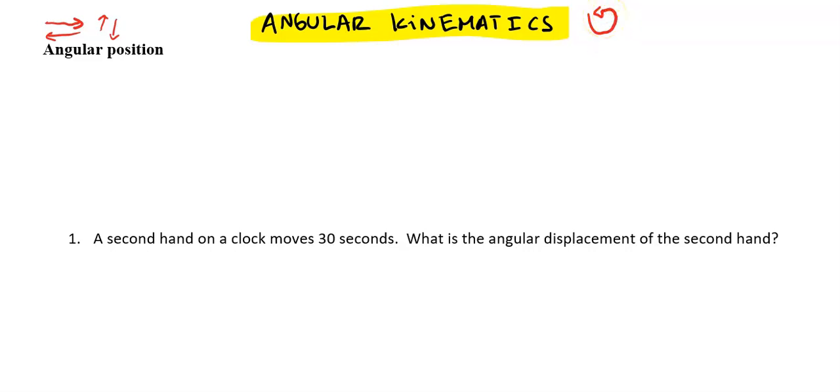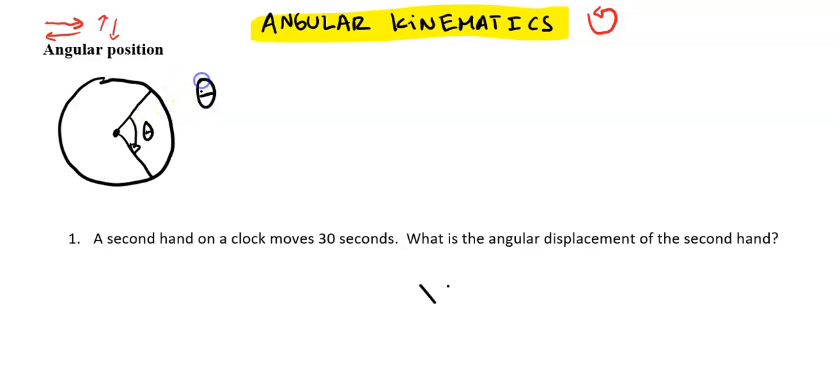Cool. So first thing we're going to talk about is angular position. So I'm going to go ahead and draw a good old circle. Circles like to rotate. That's what they do. And with this circle, oftentimes the angle that we use to measure distance for something rotating is going to be theta. So the symbol that we use for angular position is theta. If we want to say the change in angular position, we'll say delta theta. So this is change in angular position.